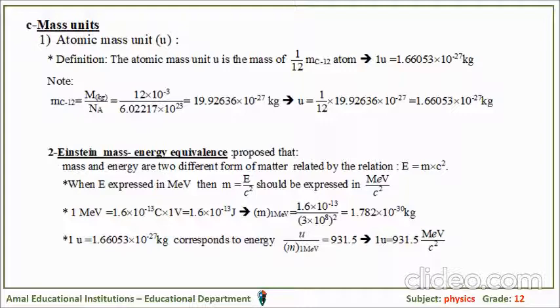So the mass of 1 mega electron volt is nothing but 1.782 × 10^-30 kilogram. Comparing it to u, we have 1 u. It is found to be 931.5 mega electron volt per c squared. So we have 1 u given in the official exams.